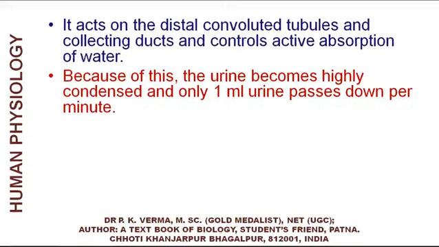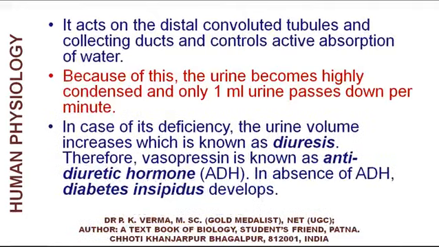Therefore, if vasopressin level is low, water volume in urine will increase, that is known as diuresis. Because of this, vasopressin is also known as antidiuretic hormone. In absence of vasopressin or low level of vasopressin, the urine volume regularly becomes larger and it leads to a disease known as diabetes insipidus.